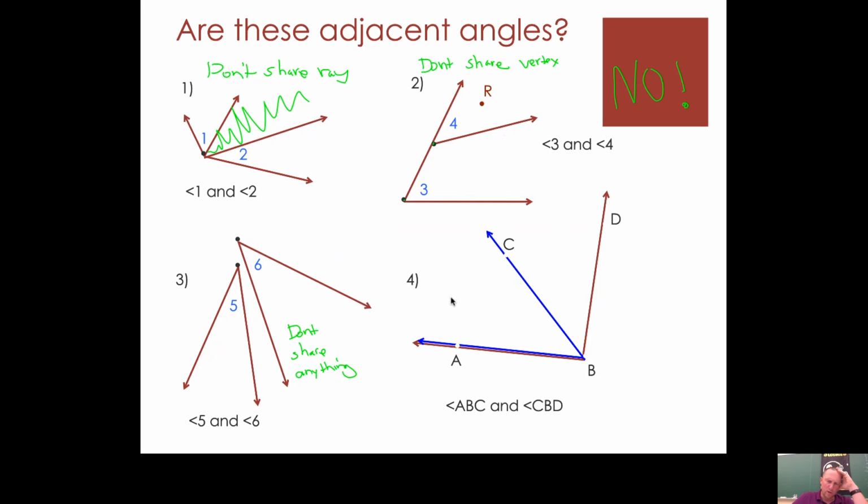Number 4, if you printed out the notes, this would be tougher to see because we use colors here. But we're talking about angle ABC, that's the blue one, and angle ABD. Need to fix that. That's the red angle. Is the blue angle and the red angle, are they adjacent angles? No. Notice how the blue angle is completely inside the red angle. They got the same vertex, they share a ray, but these angles overlap.